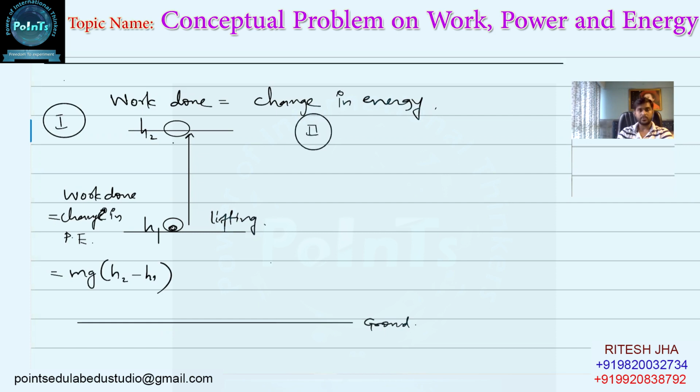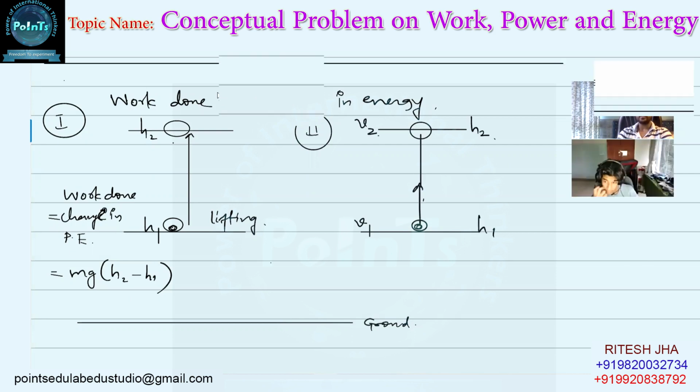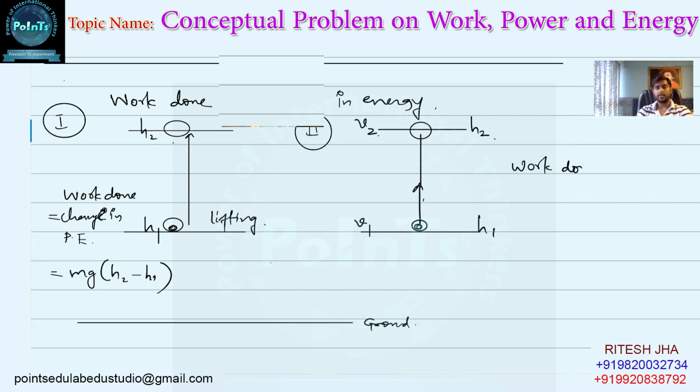Here I'm giving you the second situation. This object is shot upward, which means it is also changing speed. Here it has v1, and when it is over here it has speed v2. This is h1, this is h2. Then in that case, the work done is equal to the change in kinetic energy plus the change in potential energy.